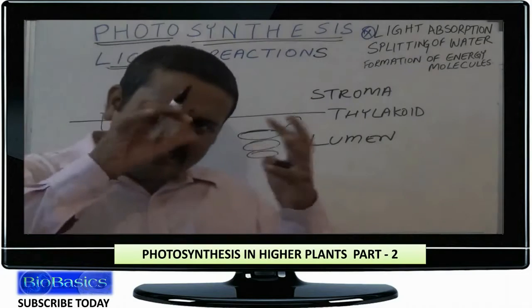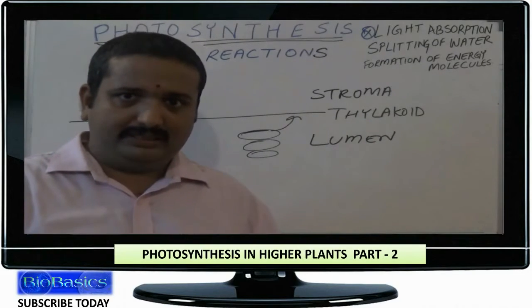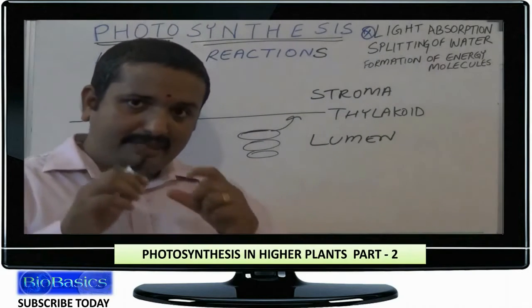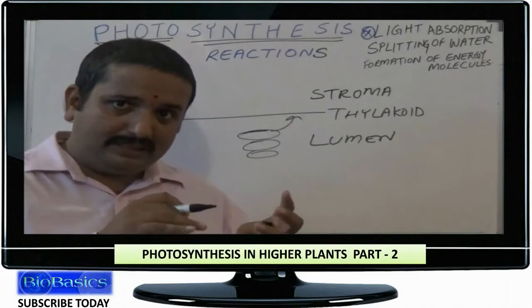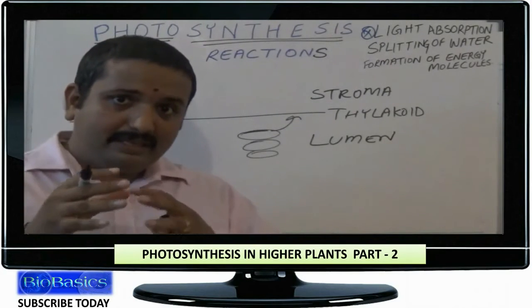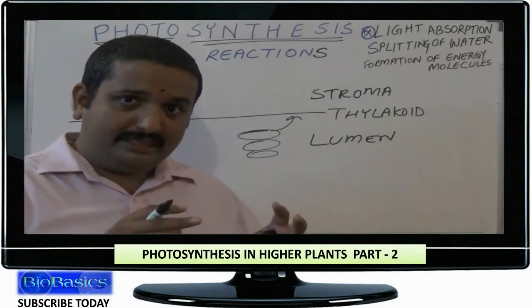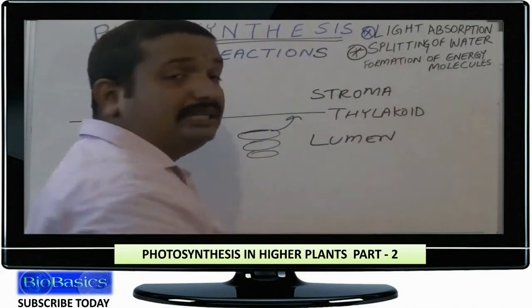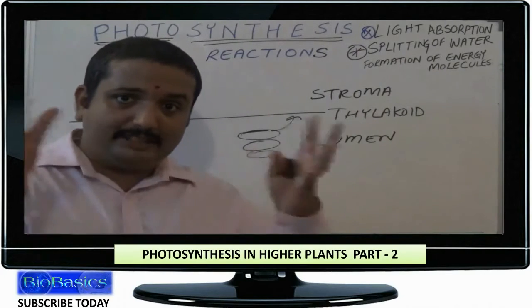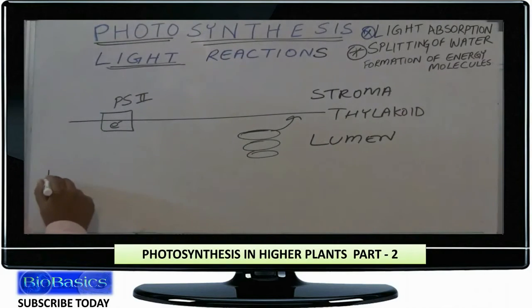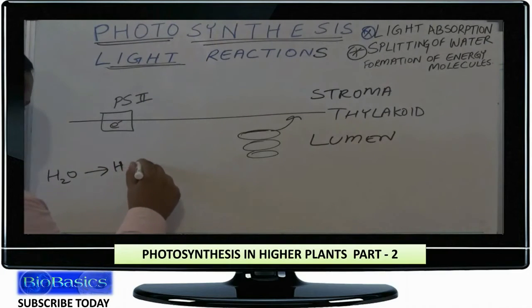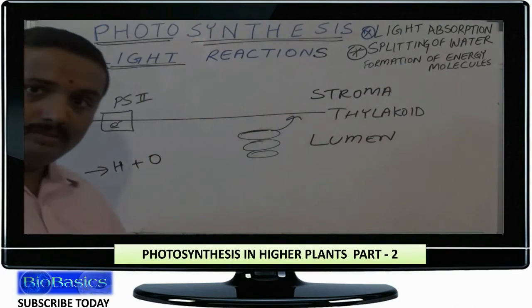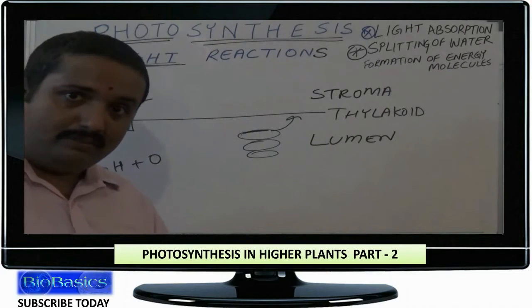But from where did this electron come in the first place? That is very important. It came into existence because of another process that is simultaneously happening along with the absorption of light. And that is called the splitting of water. Water molecule will get split. Okay, so you have H2O which gets split to H and O, hydrogen and oxygen molecules.